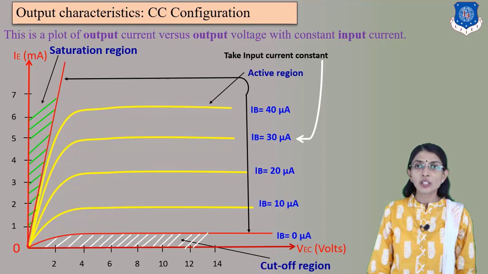So these are the three main regions of the output characteristic of common collector configuration: saturation region, active region and cutoff region. According to the biasing condition, the cutoff region exists if both junctions are reverse biased. Similarly, saturation region will be there if both junctions are forward biased, and the ideal condition for any BJT configuration is the active region, where the input junction is forward biased and the output junction is reverse biased.